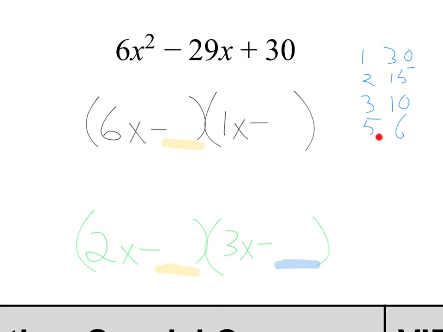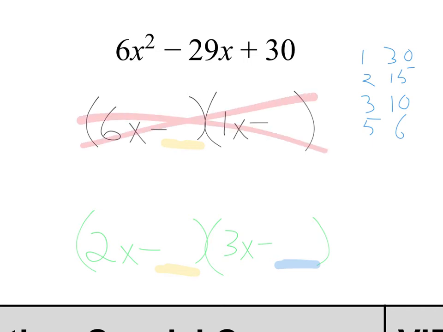So let's try 5 and 6. 5 might work. So I could put a 5 here and a 6 here. Let's see what happens. 5 here and a 6 here. Remember, I could not put a 6 here because then I'd have a GCF going. Will this work? 6 times negative 6 gives me negative 36. Negative 5 times 1 is a negative 5. That would give me a negative 41. That's not going to work. All right, so it cannot possibly be this first combination of 6x and 1x. So this one's off the table.